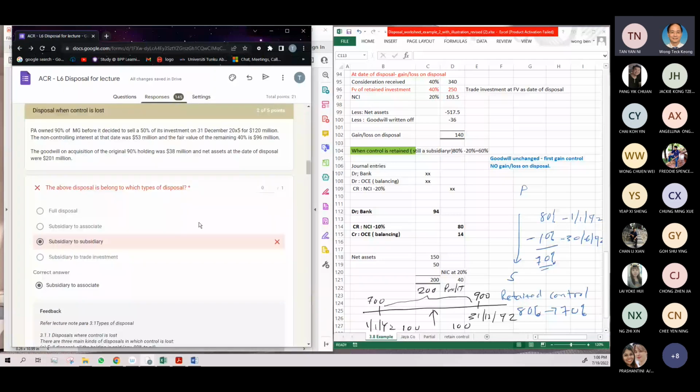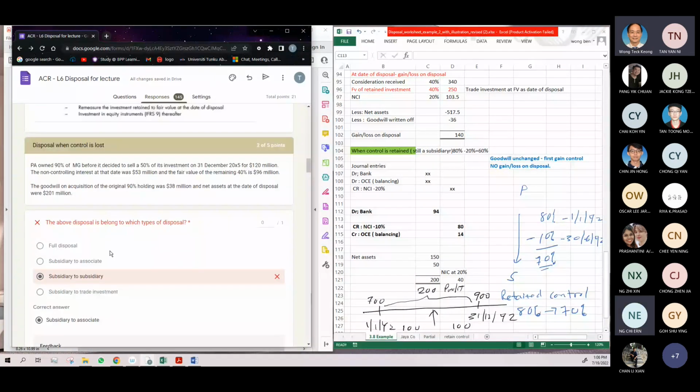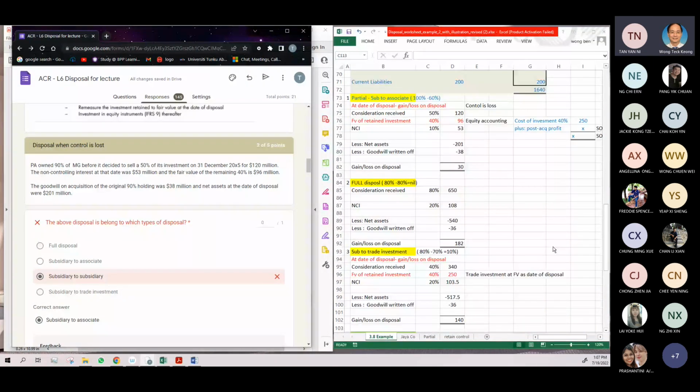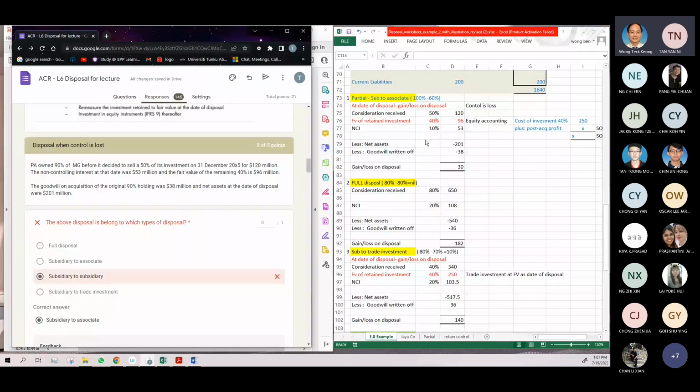Yes, sir. Okay, the first part, you know why you're getting wrong type of disposal? Yeah, because of the percentage. Oh, the 90%, you sold off 50. So you have remaining 40. So it's a subsidiary become associate. Understand? Yes, sir. Okay, so you watch out. If you get the type of disposal wrong, then very likely the rest of the answer will be wrong because the treatments are different. So please redo these online questions.